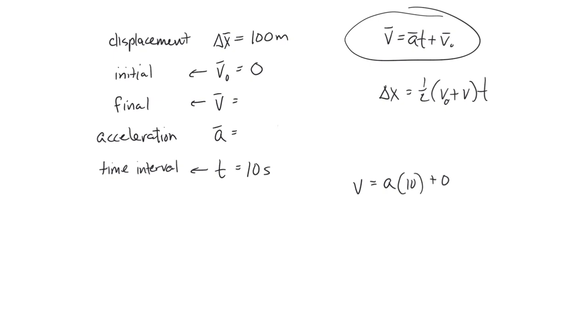So when choosing the correct model, you have to choose a model that uses all of the 3 pieces of information that are given. And this model will work. I will be able to solve this model for something that is missing because I was given 3 pieces of information. So I'll do that. I'll say delta x equals 1/2 times 0 plus my unknown times 10. Oops, delta x is 100, so let me put the 100 in there.